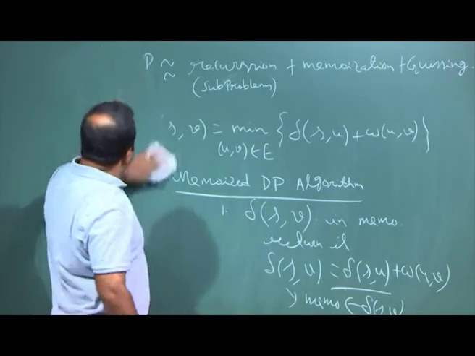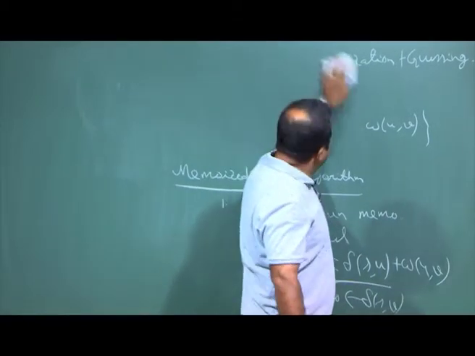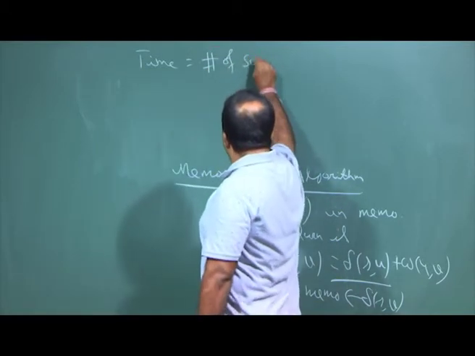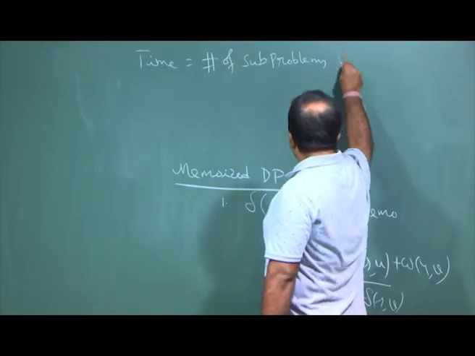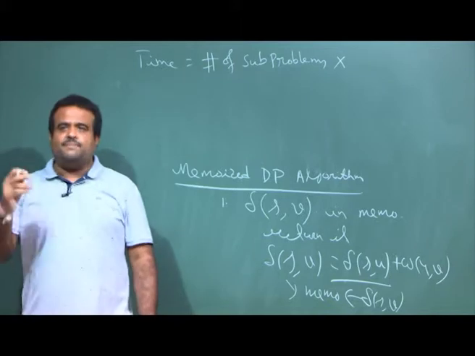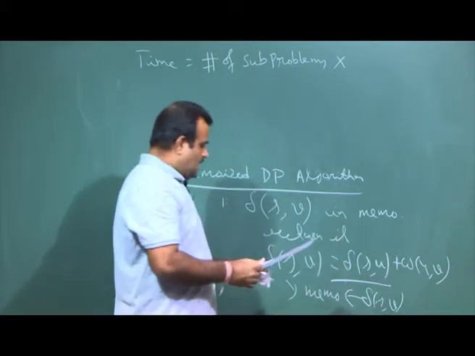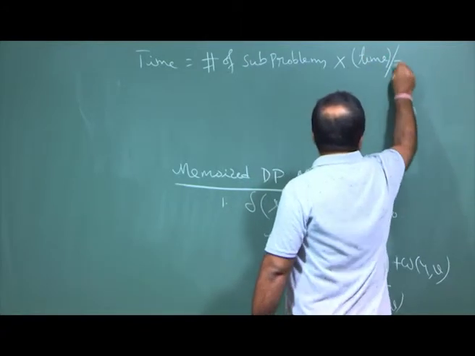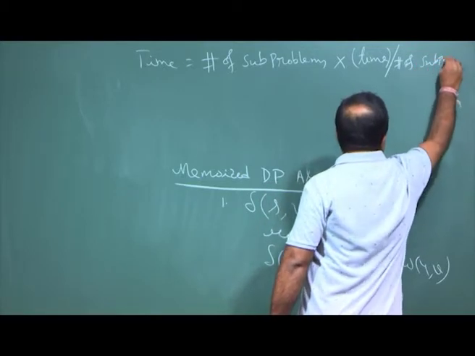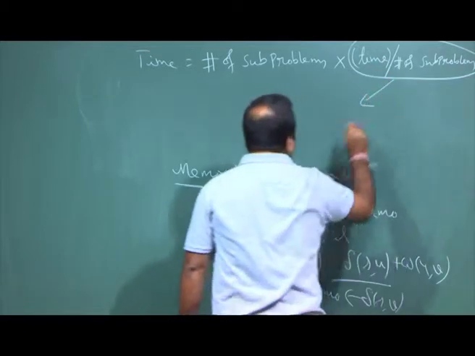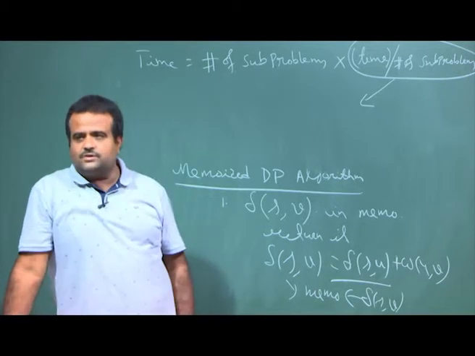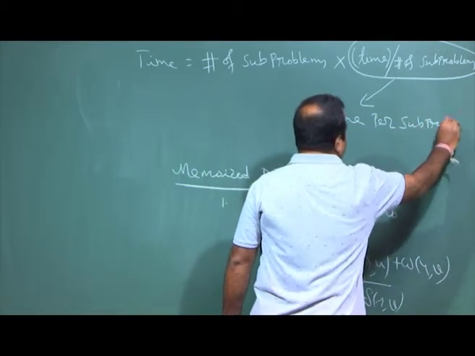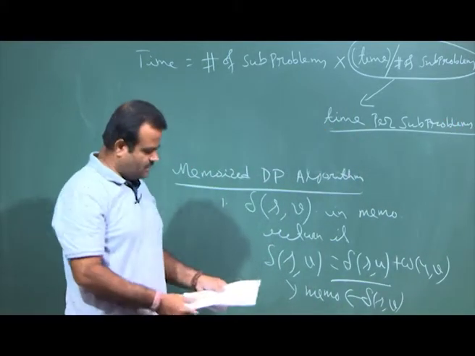Now, what is the time complexity? We know the time for this type of DP is the number of sub problems times the time required per sub problem. That is, total time divided by the number of sub problems, so this whole thing is the rate of executing the sub problem, the time per sub problem.